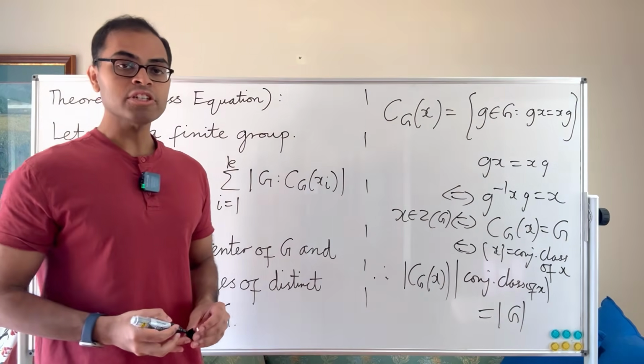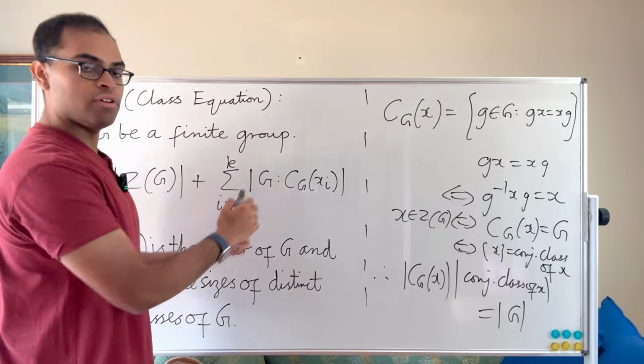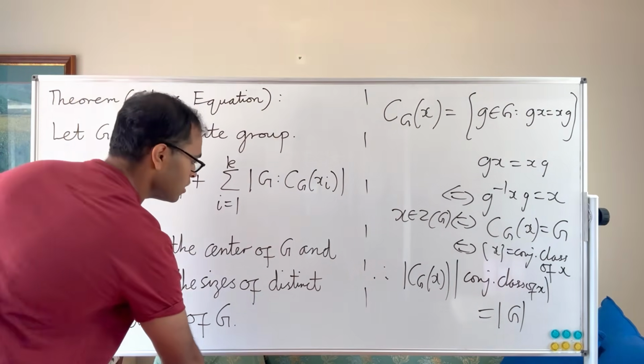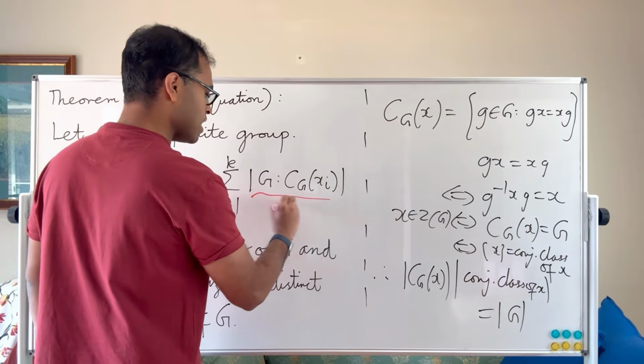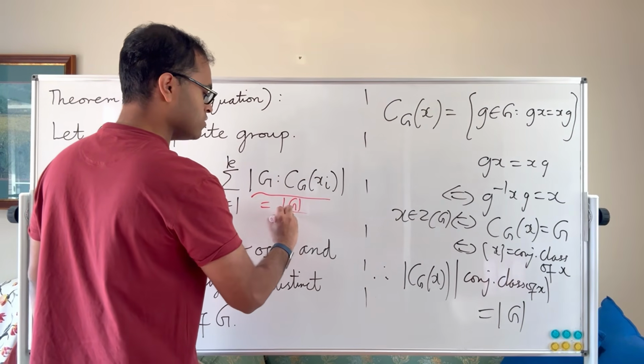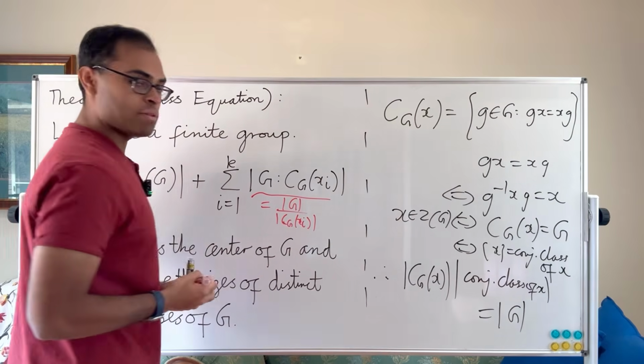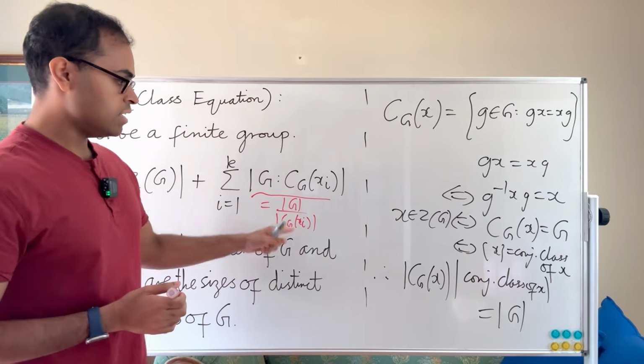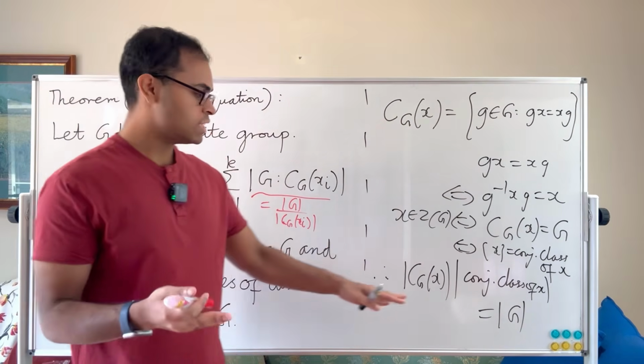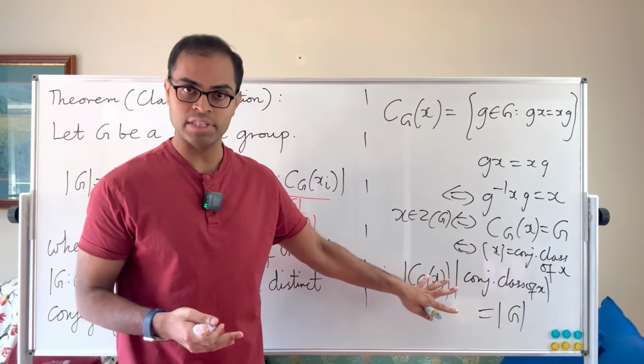Okay, so actually that is going to be the end of our class equation, because this quantity here, and I'm actually going to write it, this quantity here is equal to the cardinality of G divided by the cardinality of the centralizer of xi. And we are saying that basically that cardinality is just the size of the conjugacy class of xi. Okay, that's what that claim is saying.